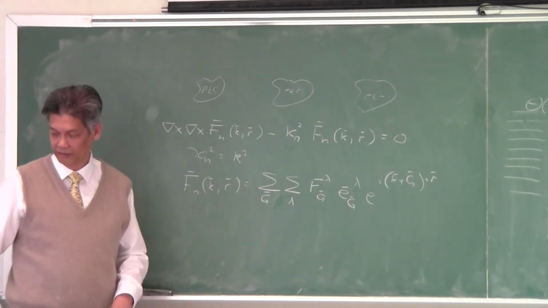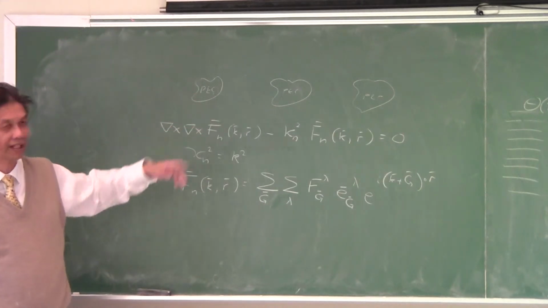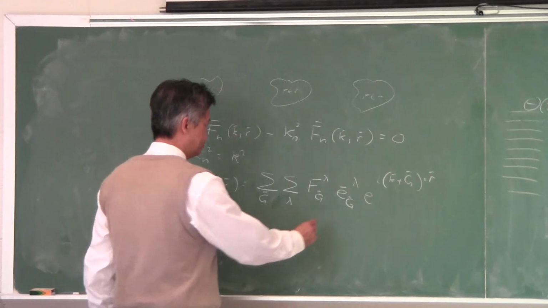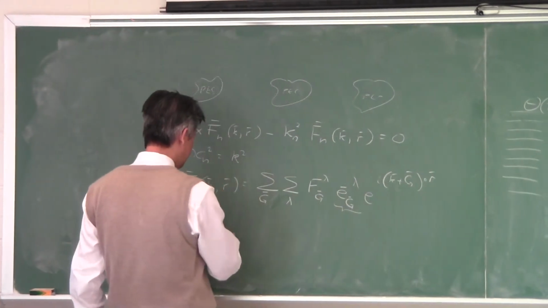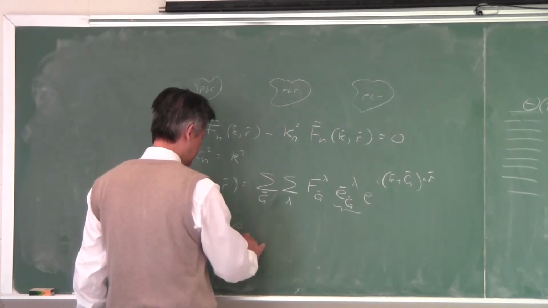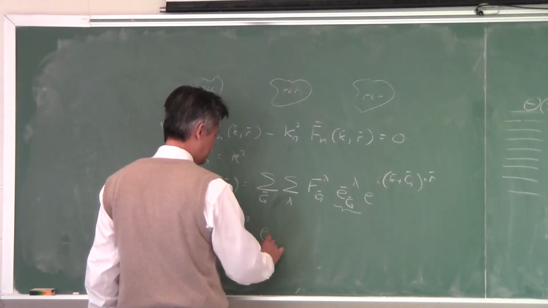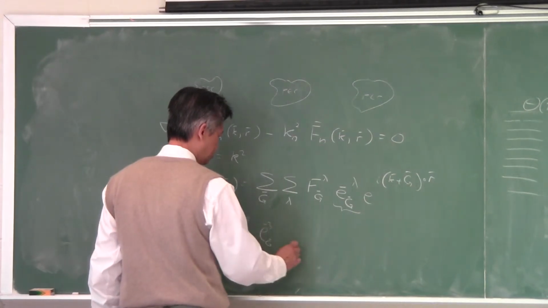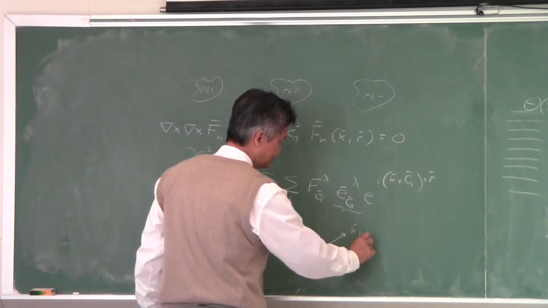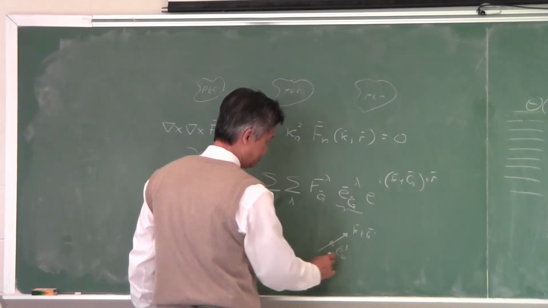G is my reciprocal lattice vector. I have to propose this kind of solution for that periodic structure problem. And then these are my unit vectors. Okay, E_G1, E_G2, and E_G3 form a kind of basis: if K plus G points in this direction, then E_G3 points in that direction.